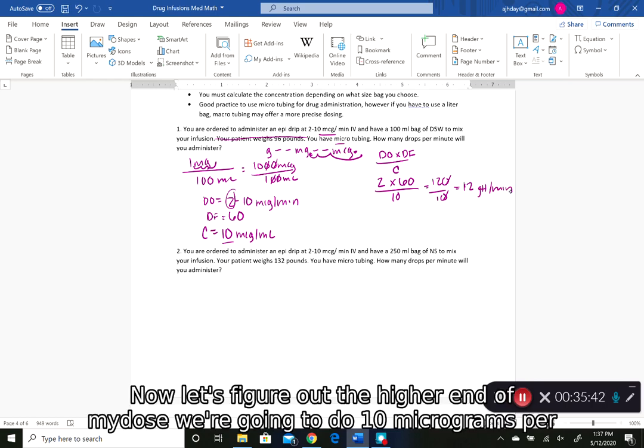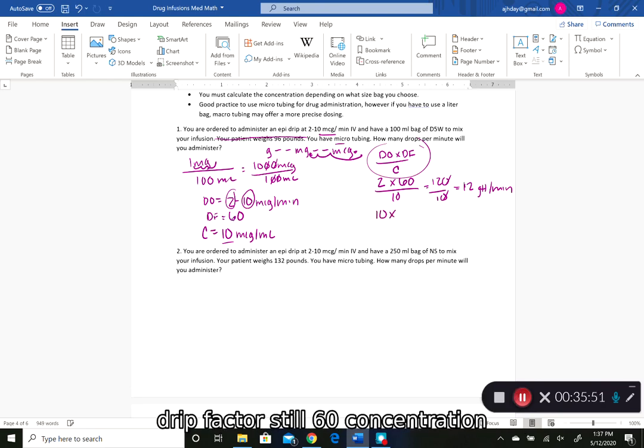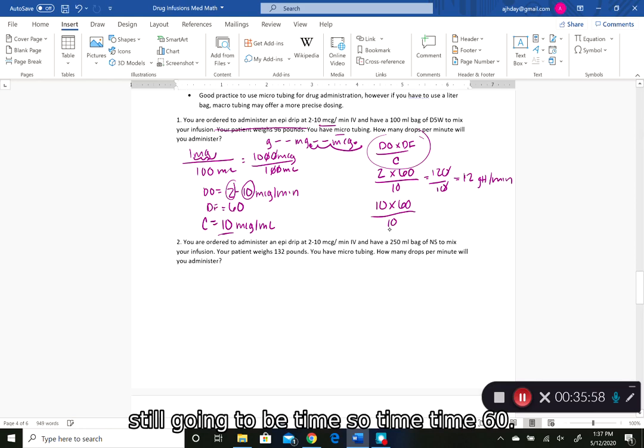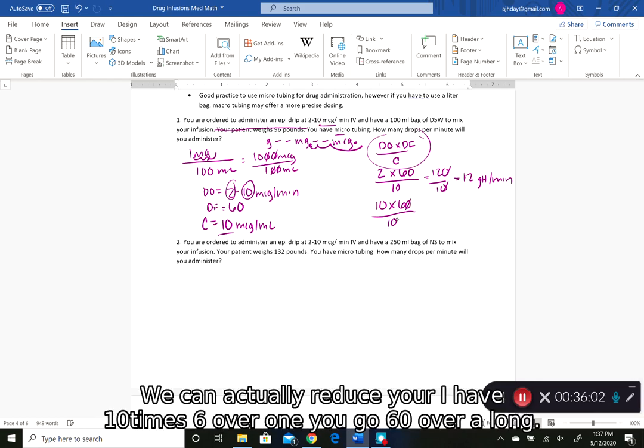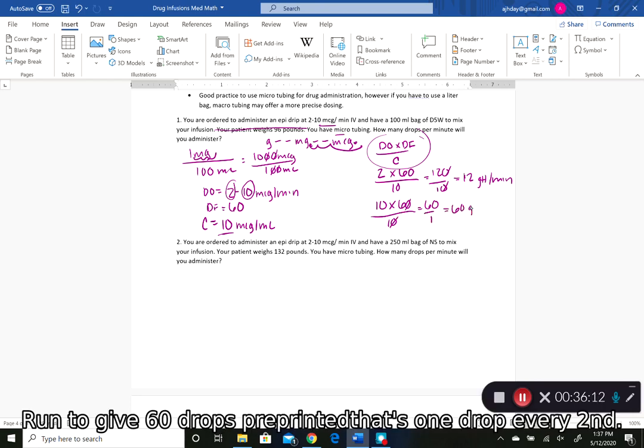Now let's figure out the higher end of my dose. We're going to do 10 micrograms per minute. Still using the same formula. My dose ordered though is going to be 10. Drip factor, still 60. Concentration, still going to be 10. So 10 times 60. Oh, we can actually reduce here. I have 10 times 6 over 1 equals 60 over 1. So I'm going to give 60 drops per minute. So that's 1 drop every second.